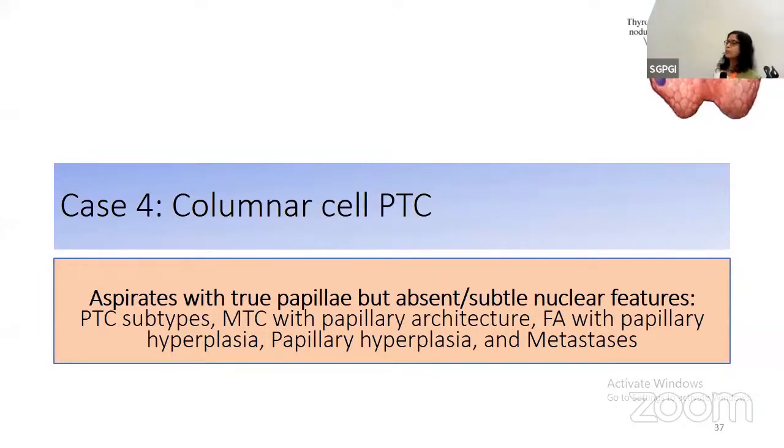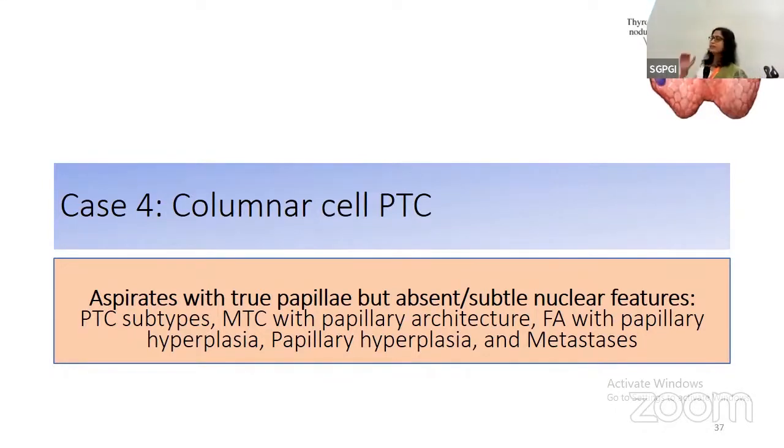So aspirates with papillae, but absent or subtle nuclear features. It may be one of the PTC subtypes. It may be an MTC with a pseudopapillary architecture. It may be follicular adenoma with papillary hyperplasia, which was discussed by Dr. Uma Nahar yesterday. It can be a case of papillary hyperplasia, and you have to rule out metastasis in this.